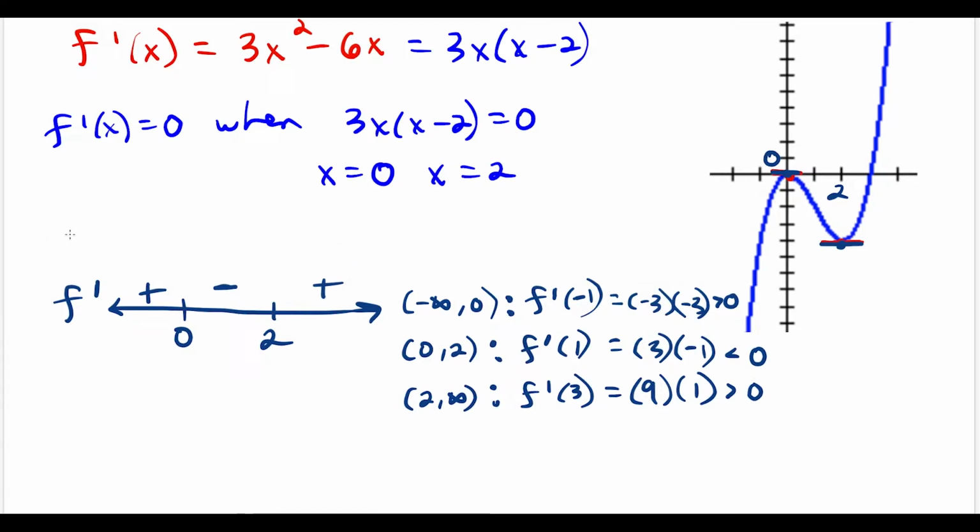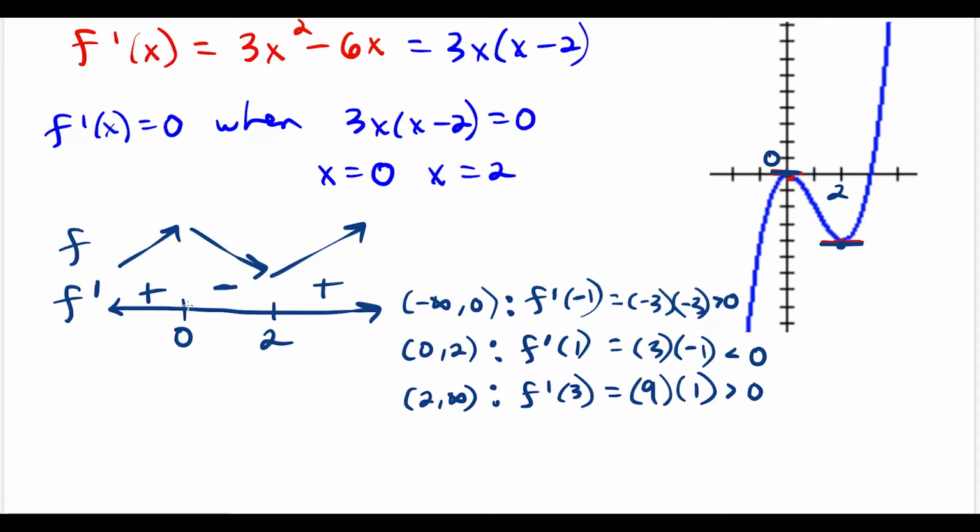And what I like to do is record the behavior of f of x right above it. So if f prime is positive, f is increasing. Then if f prime is negative, our function f of x is decreasing. And if f prime is positive, f of x is increasing. So notice this function goes from increasing to decreasing back to increasing.